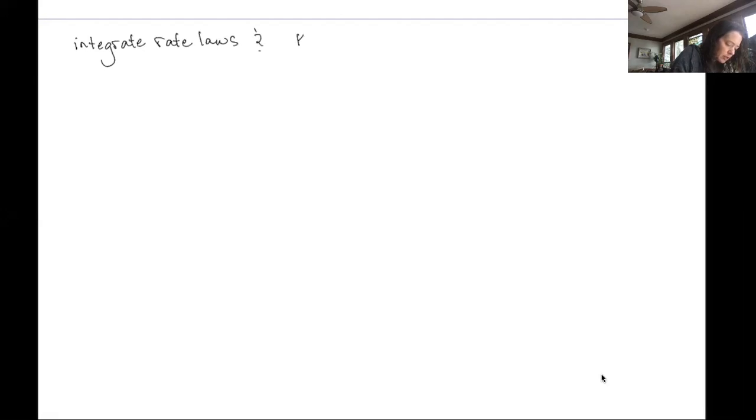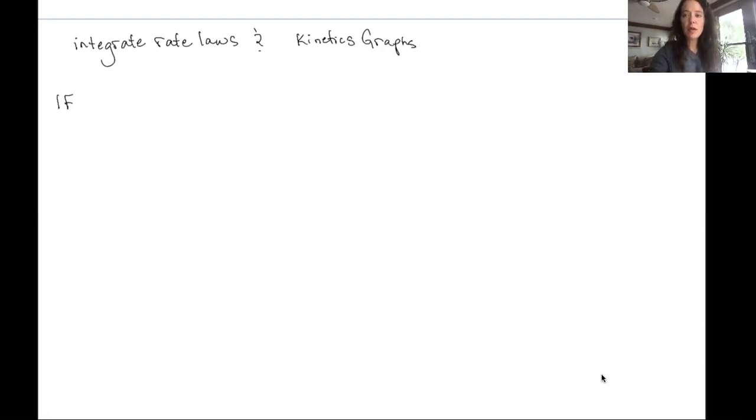And kinetics graphs. We're actually going to start with kinetics graphs, all right? So what I'm going to do is tell you another way to determine the reaction order. And we said it can only be determined experimentally. That is true. But we can take experimental data and graph it and determine from that what the order of reaction is, okay?